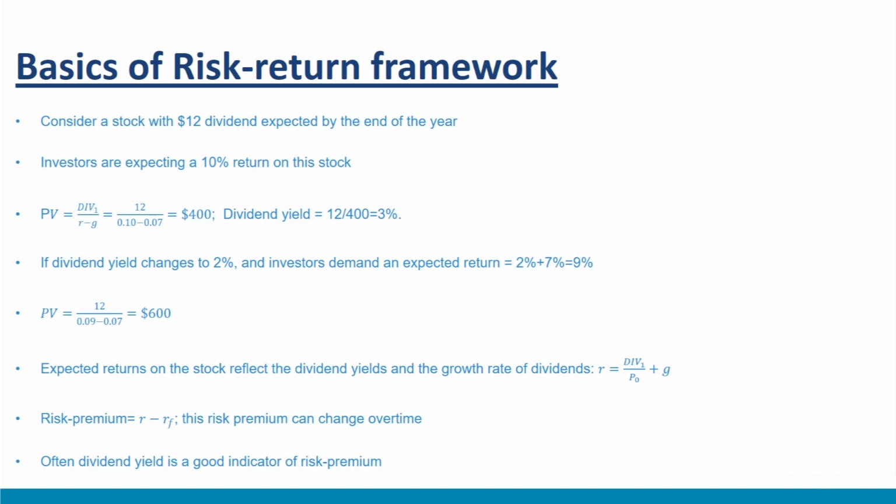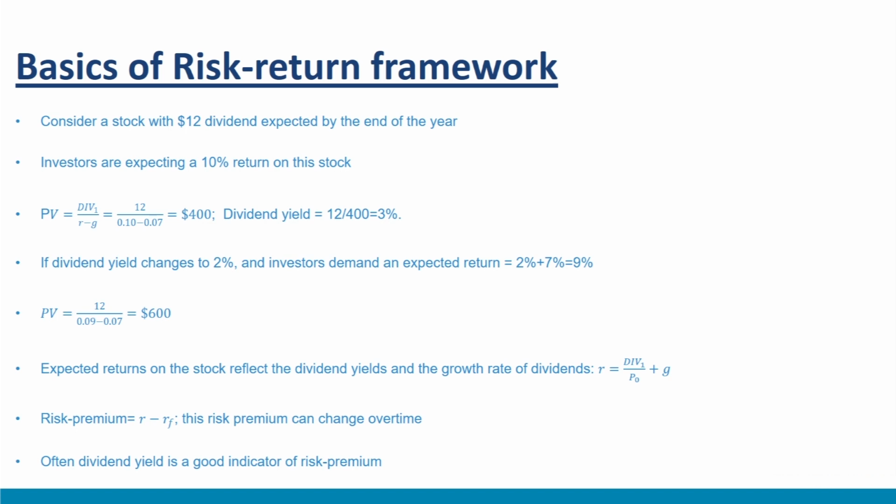If markets are liquid and efficient and the stocks are fairly priced, then the following relationship holds nicely. That is, R equal to div 1 upon P naught plus G. That is, expected returns on the stock reflect the dividend yields and the growth rate of dividends. Here, R minus RF is the risk premium expected. Here, RF equal to risk-free rate. This risk premium is expected and may be different from the actual realized risk premium.